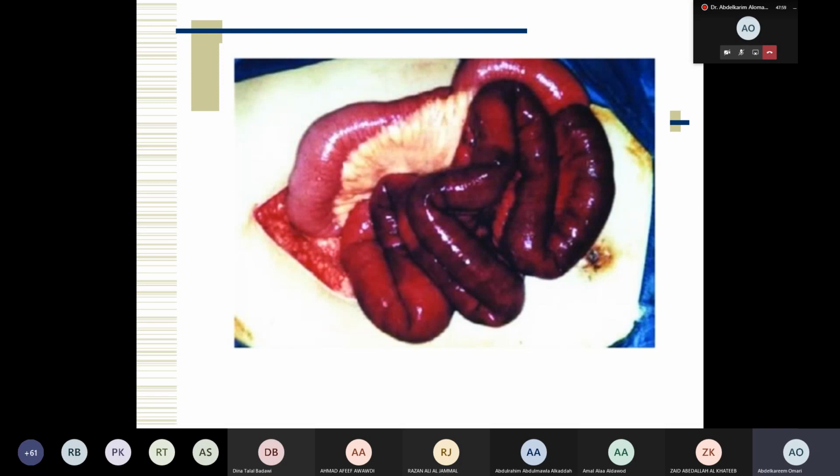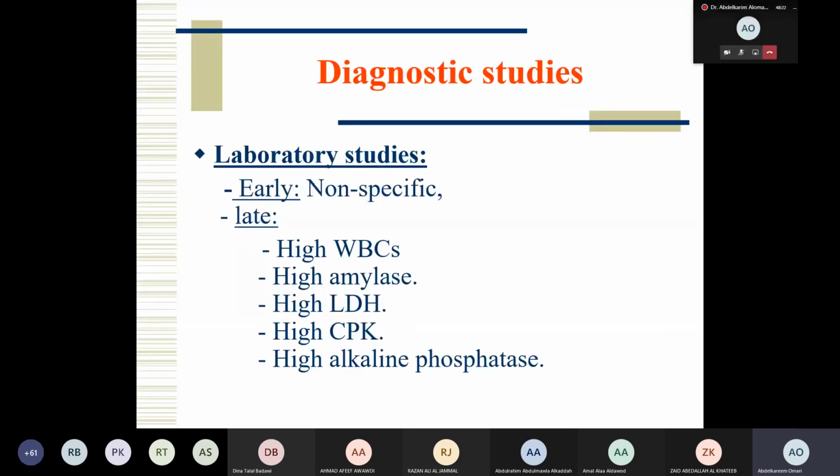So you have to interfere at the exact time. If you are late, the patient will die. Diagnostic study, laboratory studies, early nothing. In the early laboratory studies you find nothing. In the late stages, white blood cells start to rise, high amylase because of degeneration of the muscles, high LDH, high CPK, high alkaline phosphatase because the intestinal muscles are just now decaying.